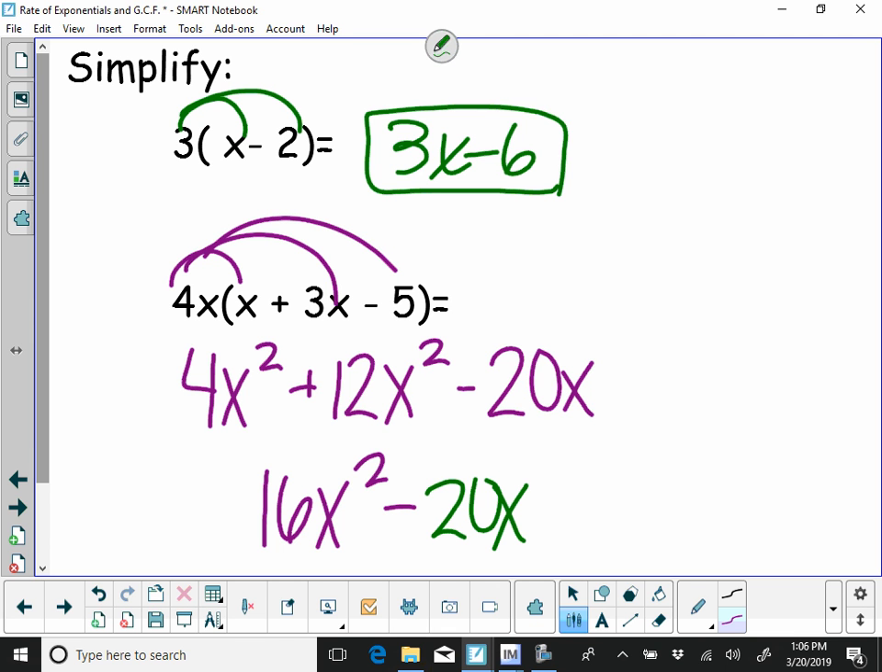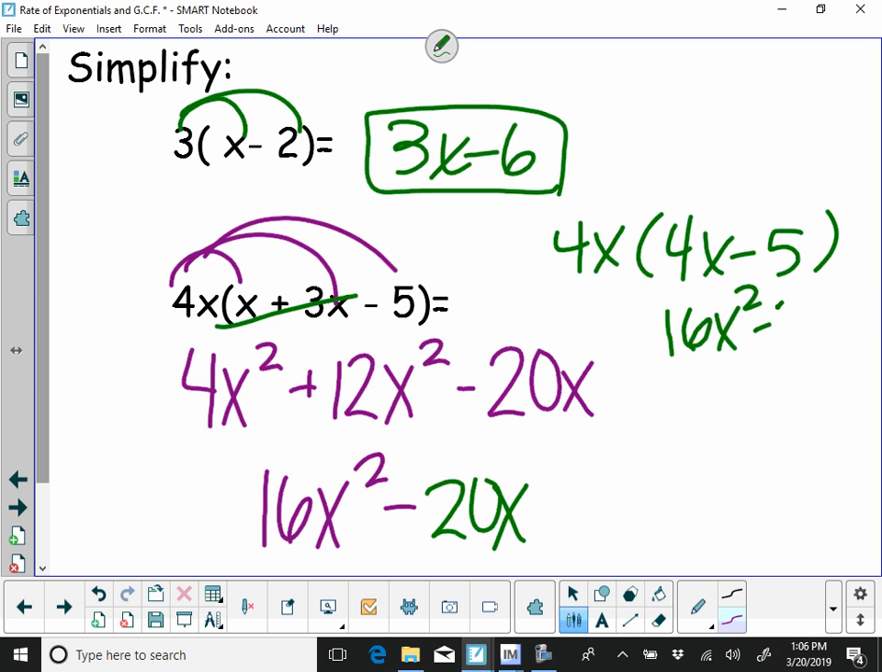The other thing though that you could have done, and I don't care which way you do this, you could have combined these to begin with, and that would have made it 4x minus 5, which is still going to give you 16x squared minus 20x. Does everybody see that? It doesn't matter whether you combine to begin with or on the right side, you're still going to get to the same place. So this is what we have done. We've done that kind of stuff.